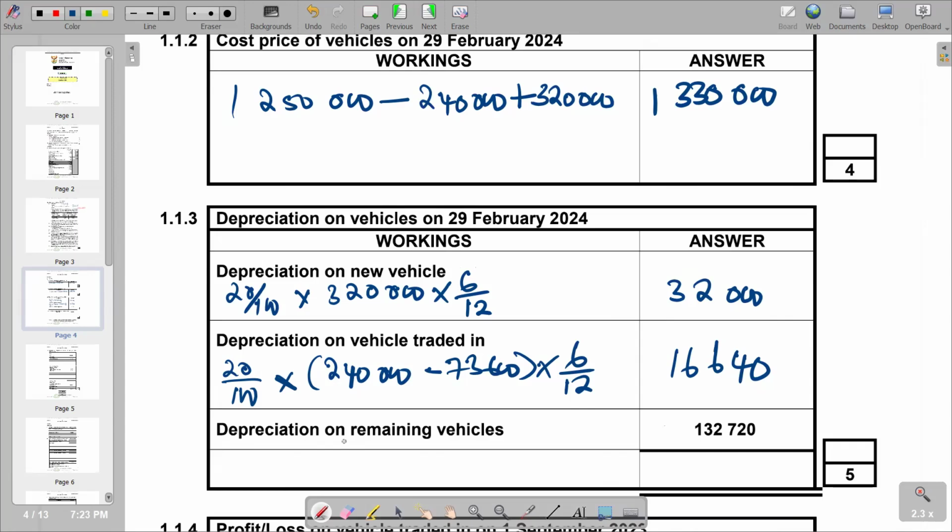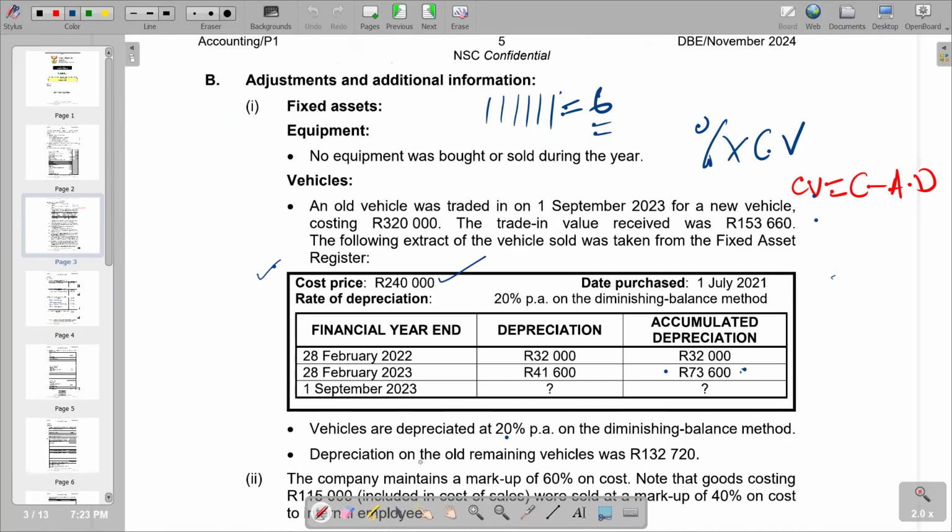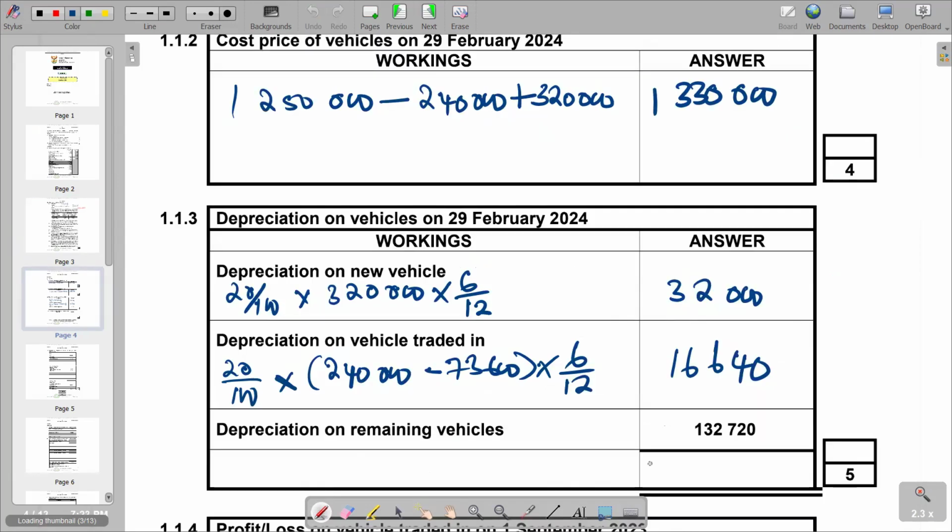So we've got depreciation on remaining vehicles, which we can relate according to the information given, whereby we are told that depreciation on the old remaining vehicles was 132,720, which is the one that is pre-entered here. So we add the three to get the total, which is going to be 181,360.